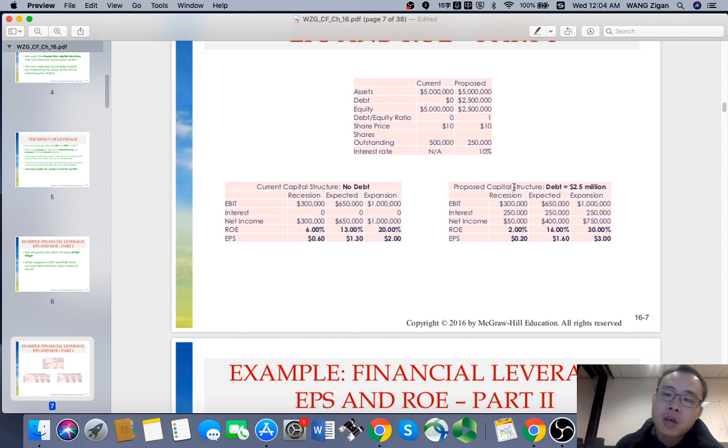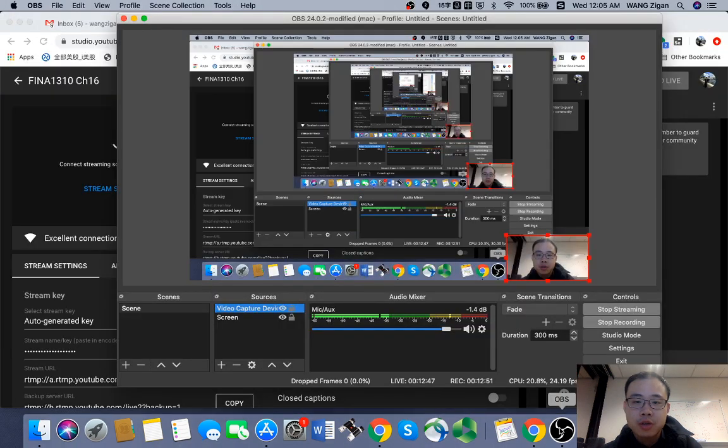In the proposed capital structure, where your debt is $2.5 million, we get the same EBIT under the 3 economic situations, but now the difference is that we have the interest expense. The interest expense is from the fact that we borrow money under this proposed capital structure. So we assume that the interest rate is 10%. This is 10% here. So I just want to make sure that I'm really recording this.